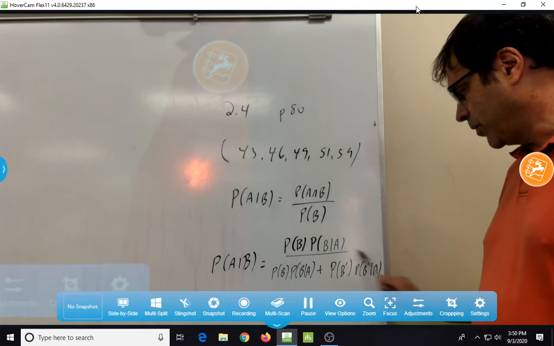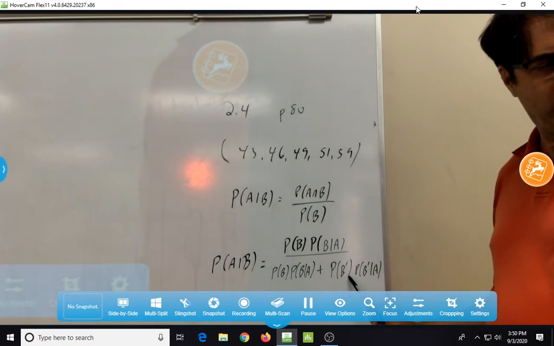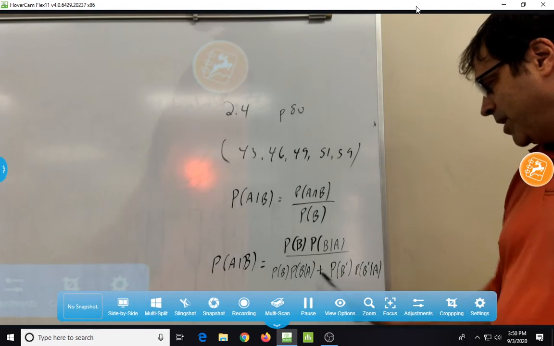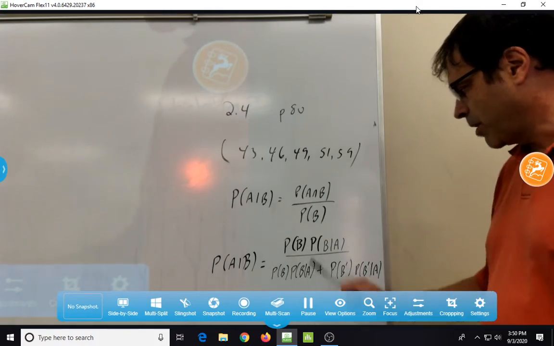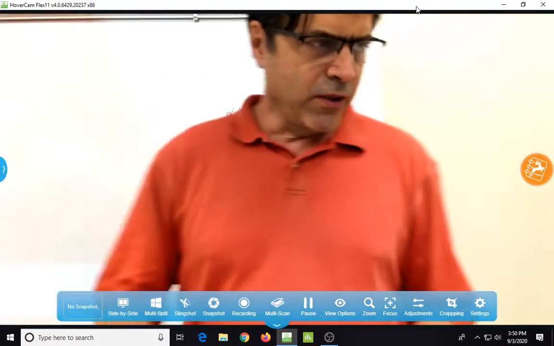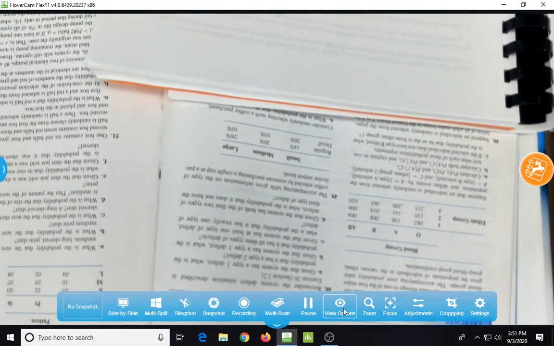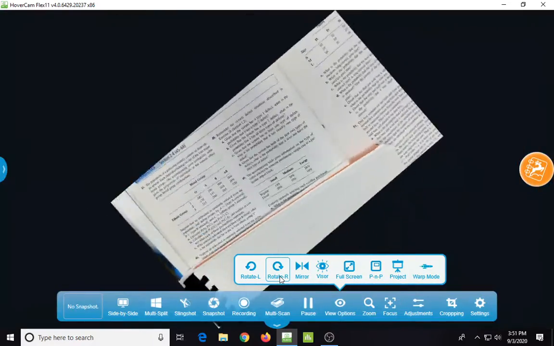And now we figure out the total probability. I kept it simple here because I ran out of board space. So we have B and B complement to be the total probability, and that will give us our formula. So first of all, we'll read the first problem, and we'll switch our orientation here.